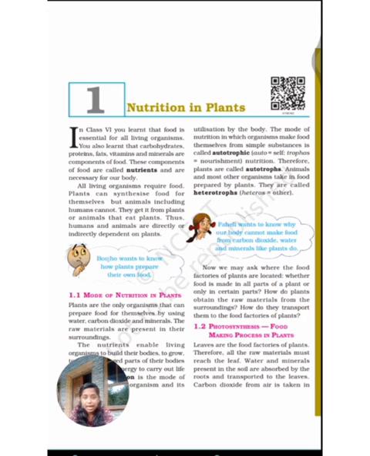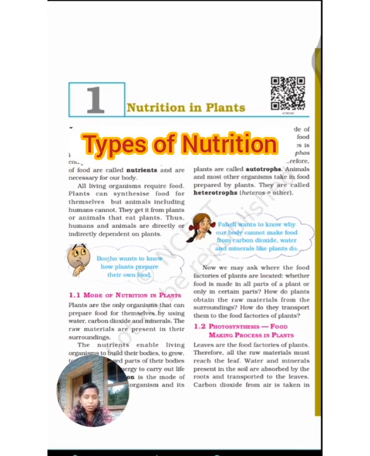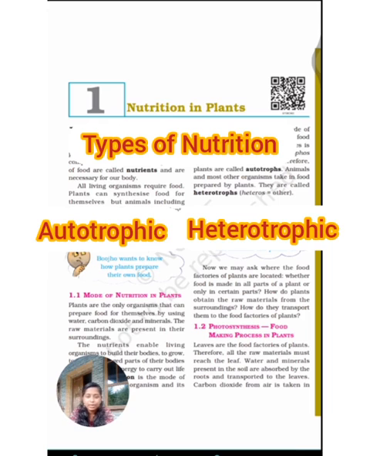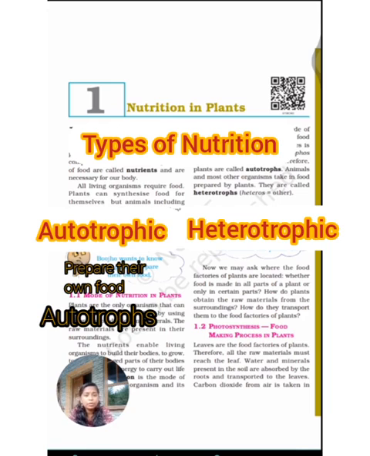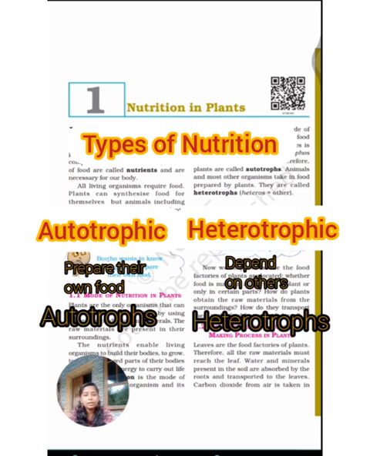But compared with us, plants are not like that. Plants prepare their own food. So on the basis of nutrition, there are two types of nutrition: autotrophic nutrition and heterotrophic nutrition. Autotrophic means the organisms that prepare their food by themselves are called autotrophs. And heterotrophs means the organisms that depend on others for food. The organisms having a heterotrophic mode of nutrition are called heterotrophs, and the organisms that prepare food by themselves are called autotrophs.